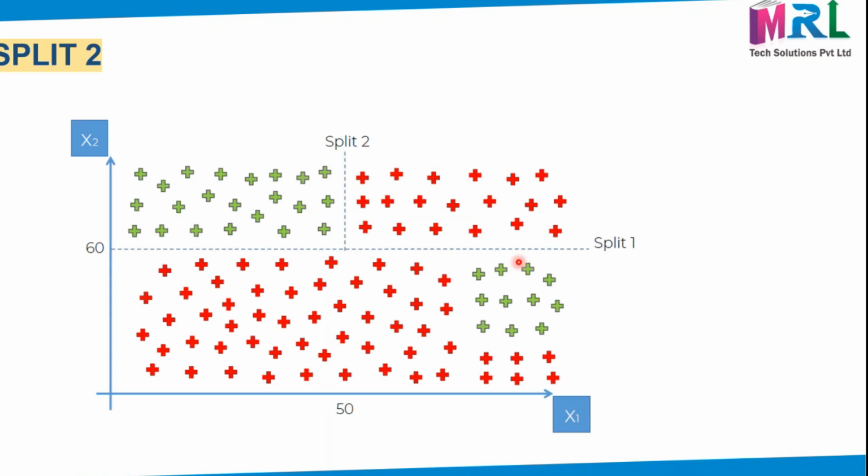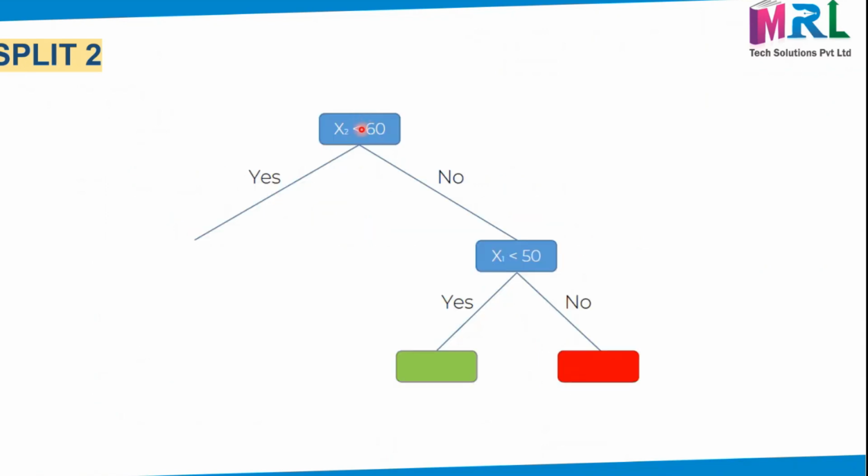Again, split 2. When you come to split 2, it is in the region x2 greater than 60. In that region you have another split. What is that split? x1 less than 50 or x1 greater than 50. In the tree format, in the region x2 greater than 60, there is one more decision it has to make, that is x1 less than 50. If x1 is less than 50, it goes to yes.